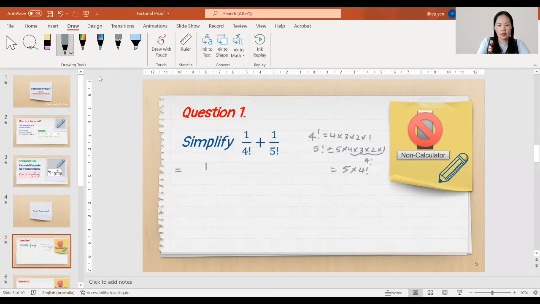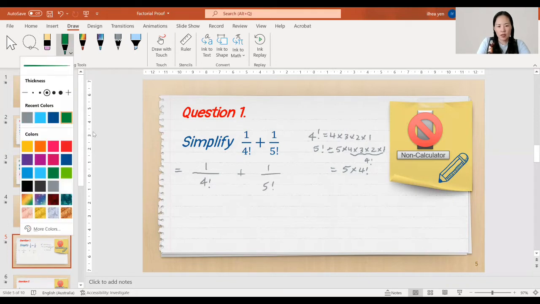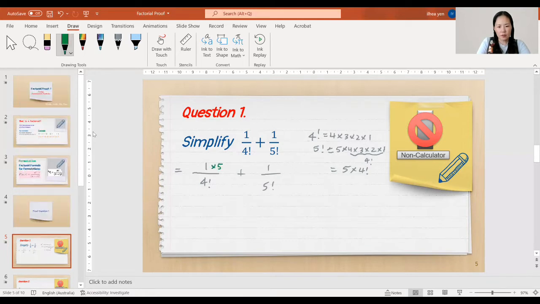We can really write it like that even. So 1 over 4 factorial plus 1 over 5 factorial. But what I'm going to do is multiply by 5 on the top and on the bottom. That will make this 1 over 4 factorial become 5 over 5 factorial. This will be 5 factorial, but on the top, the numerator will be just 5. Now we can do the normal addition on this. So the answer will be 6 over 5 factorial.